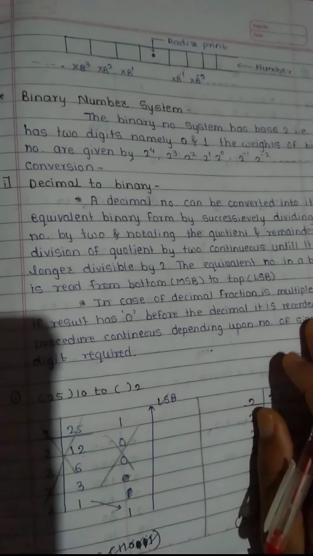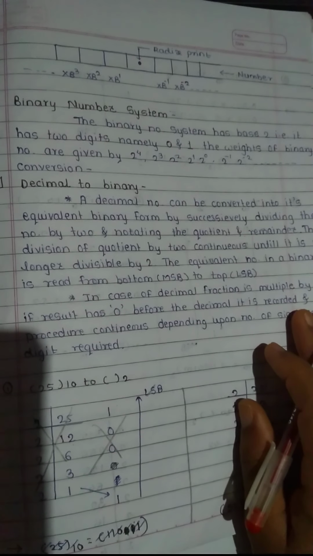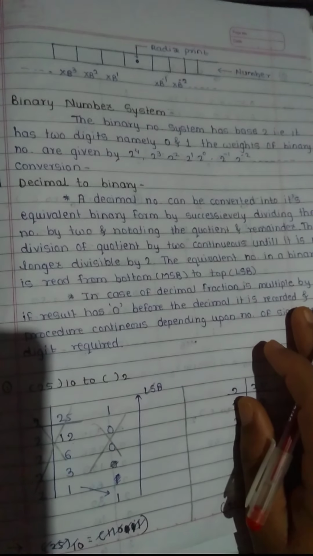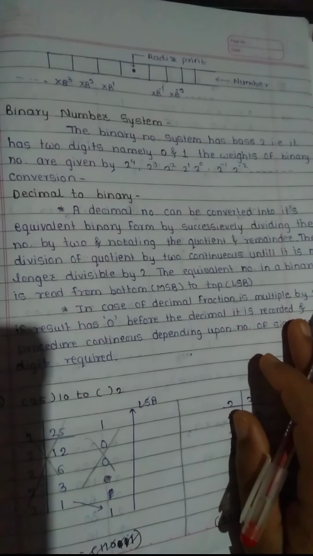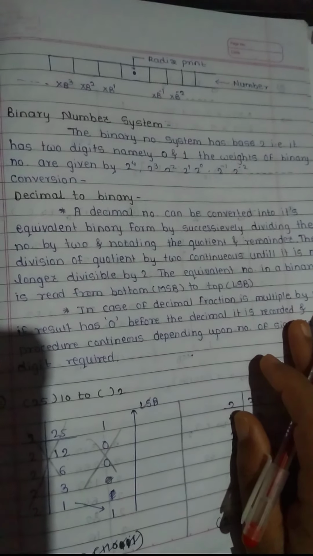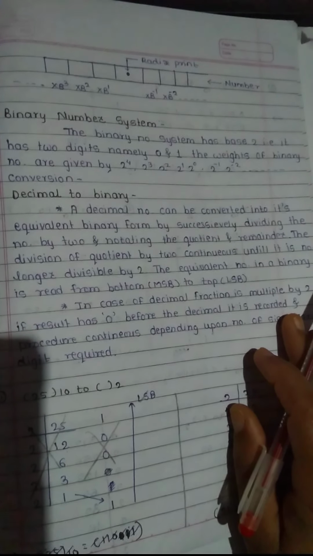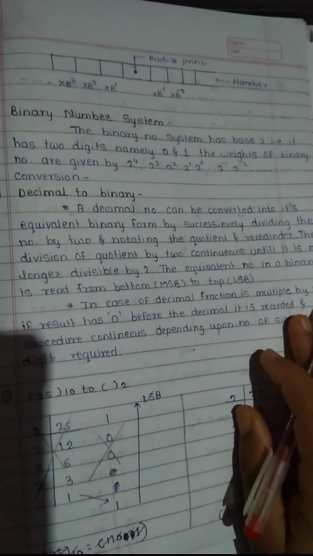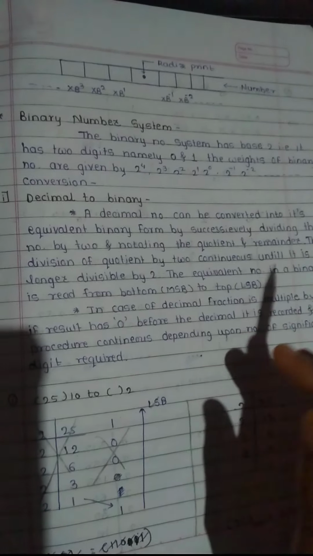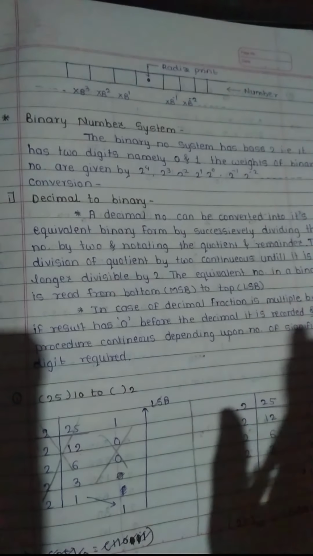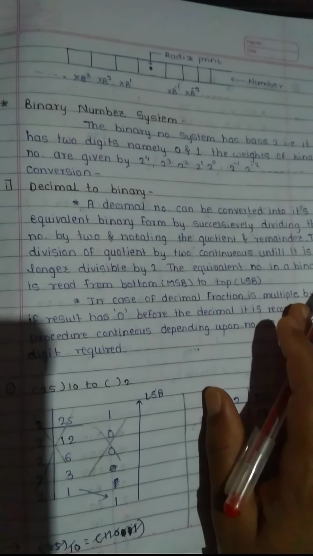Binary number system. First, the binary number system has base 2, so it has only two digits, namely 0 and 1. The weights of the binary number are given by the positional value of the column number, represented as a weighted position: 2 raised to 0, 2 raised to 1, 2 raised to 2, 2 raised to 3, 2 raised to 4, then the dot, which is the base point or radix point, and on the right-hand side 2 raised to -1, 2 raised to -2.